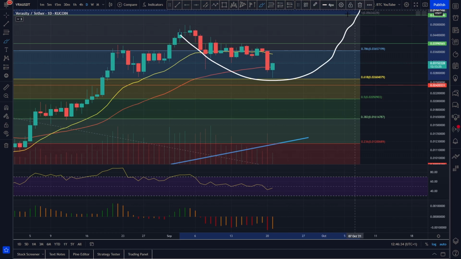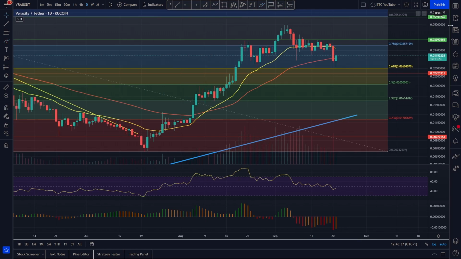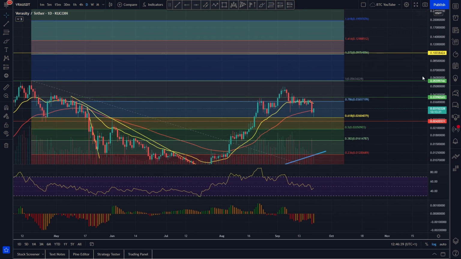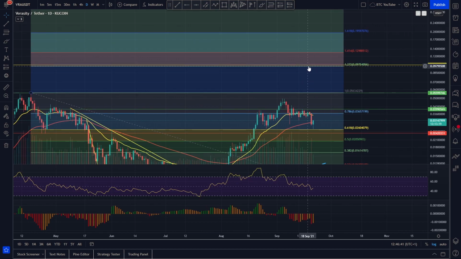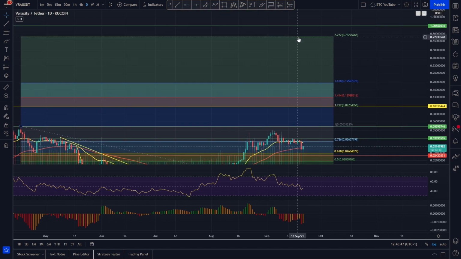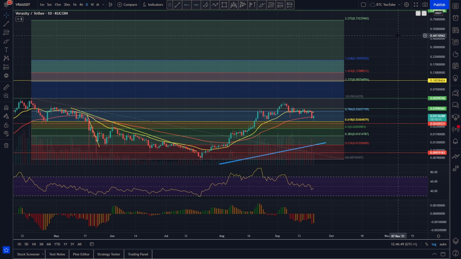If we do start to pick ourselves up and go towards the all-time high here, then we're going to be breaking out. And then we've got those longer term price predictions in play. We've got the 127 at 10 cents, the 141 at 13 cents, we've got the 161 at around 20 cents, and then that big 227 overextension at around 70, 75 cents. And we do think 50 cents to $1 is very realistic for Verasity.